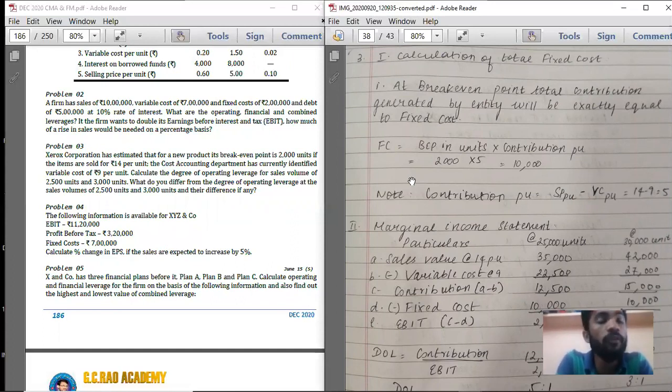If the items are sold at 14 per unit, only then, when 2000 units get sold, will they achieve break-even point. The cost accounting department has currently identified a variable cost of 9 per unit. Calculate the degree of operating leverage for sales volumes of 2500 units and 3000 units. What is the difference, if any? Very easy.